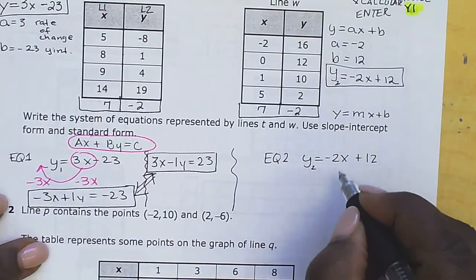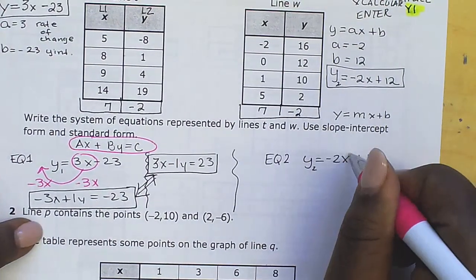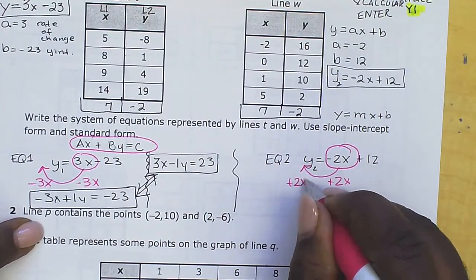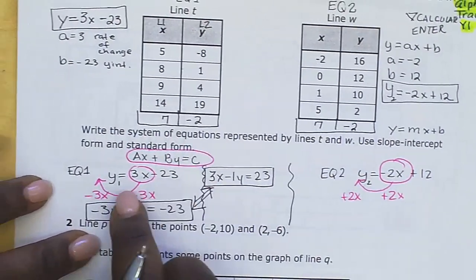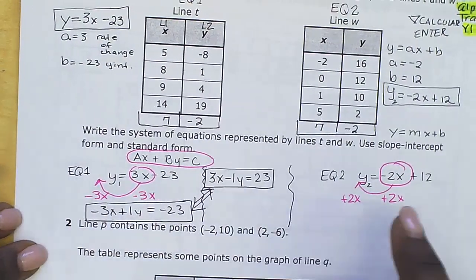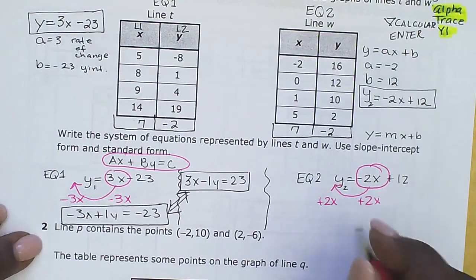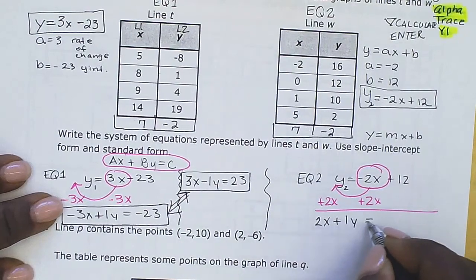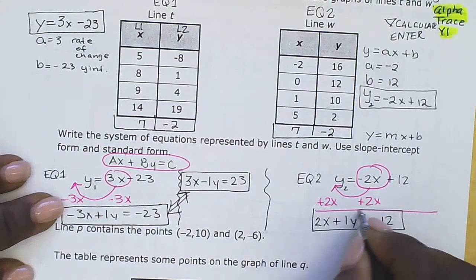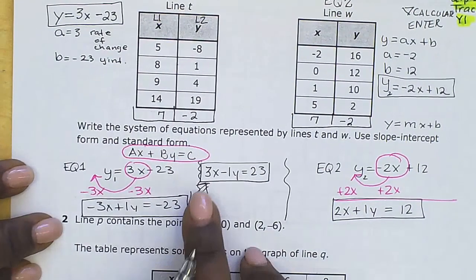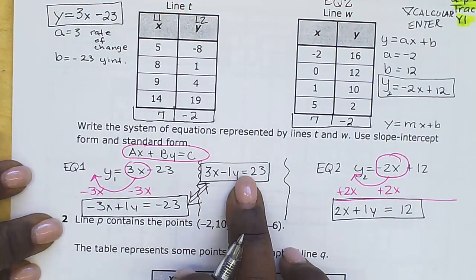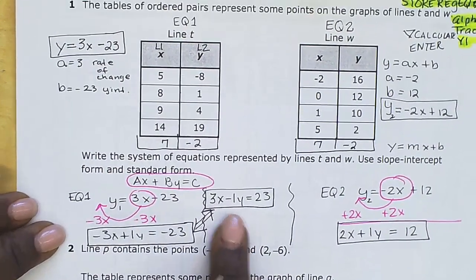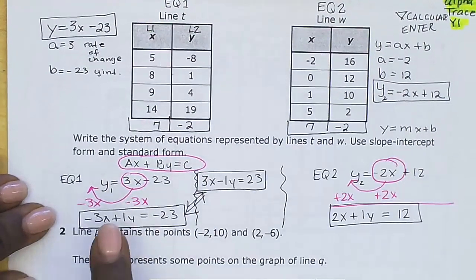Equation 2. I'm going to move the 2x over here by saying plus 2x. Why am I saying plus? Because the 2 is negative. Here, the 3 was positive, so I said minus. Here, the 2 is negative, so I'm saying plus. I rewrite it. I have 2x plus 1y is equal to 12. I don't need to change anything. I don't need to change the minuses. It's nice and neat. You might see this answer like this or like that because they can write it both ways. So we have both of our answers. We have it in slope-intercept form and we have it in standard form.